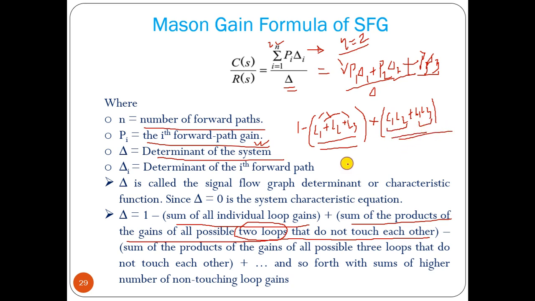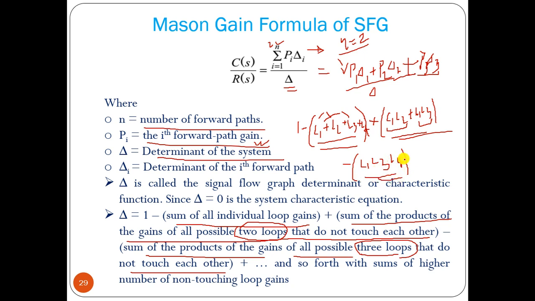Then we can write minus the sum of products of the gains of all possible 3 loops that do not touch each other. That is 3 non-touching loops. Suppose we take L1, L2, L3 as non-touching loops. Say I have included one more loop L4. Say L1, L3, L4 are non-touching, then that will be L2, L3, L4. So this is 3 non-touching loops.